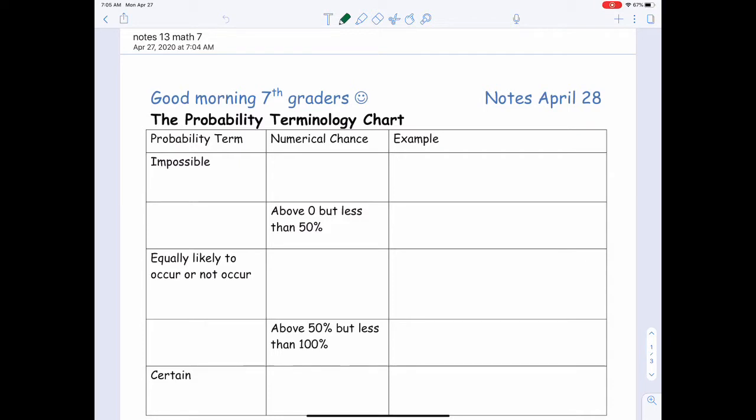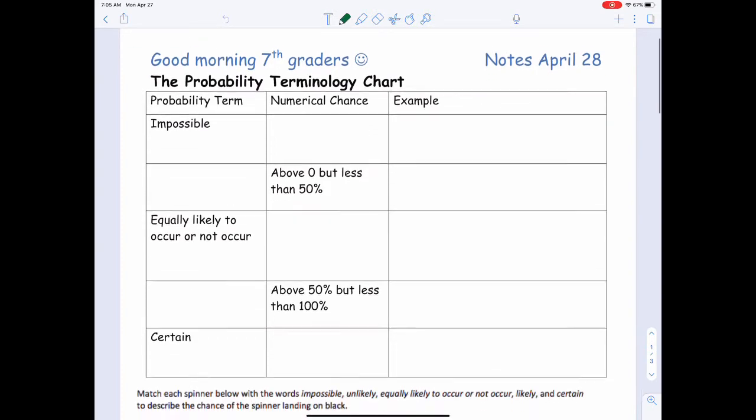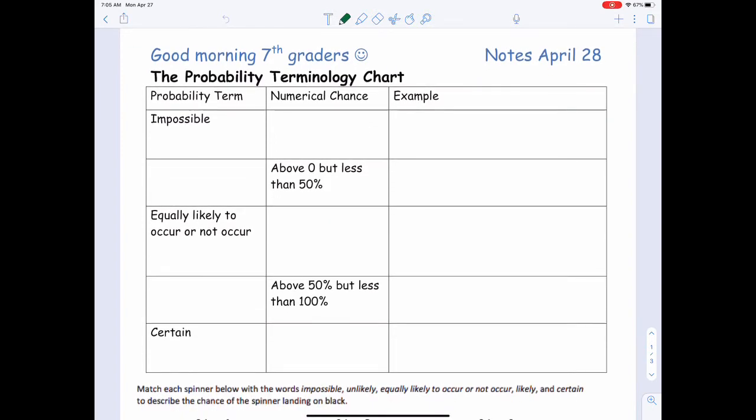You guys did a great job on your assignment. There were just a couple places we're going to improve, and we're going to tackle that in the notes right here. So grab, print this out, or if you don't want to print it, just grab a sheet of loose paper and follow along. So the probability terminology chart. There's different terms, and we want to be comfortable with them.